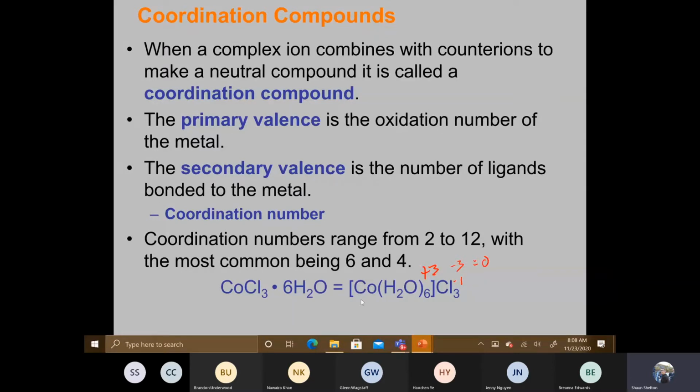Now, what's important here to understand is that cobalt is +3, so that's primary valence, and its secondary valence is dictated by how many ligands are attached to it. So it's 6. So it's got a coordination number of 6. So if you ask for the coordination number, you look at how many ligands are physically attached to the metal, not necessarily the chloride, because the chloride itself is considered to be the counterion, and basically that is to balance the charge of the complex.